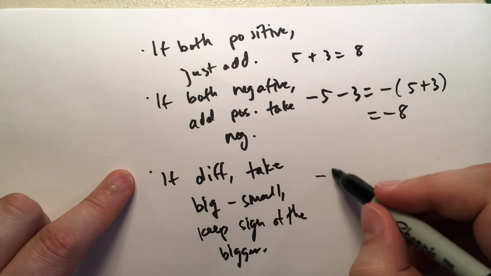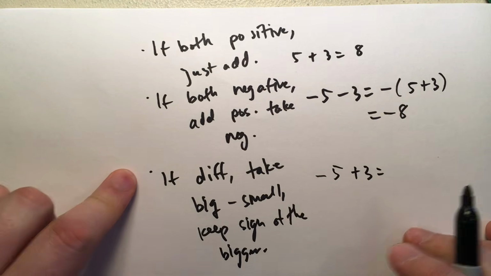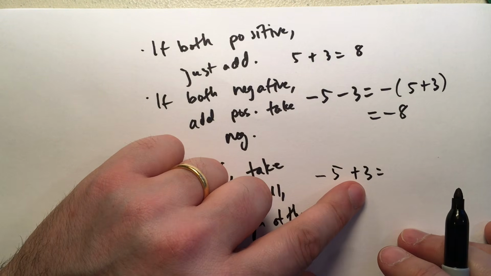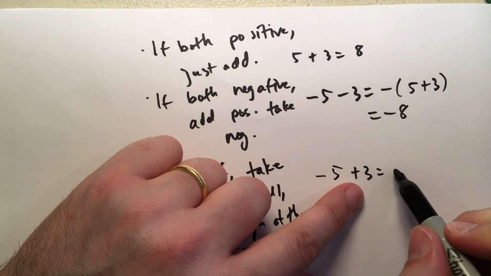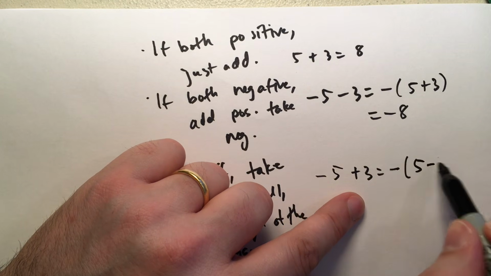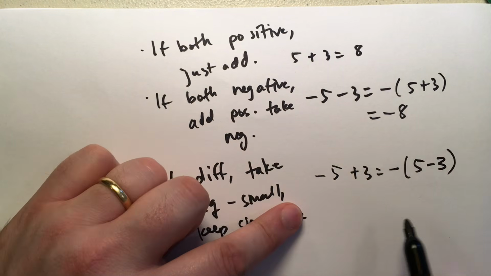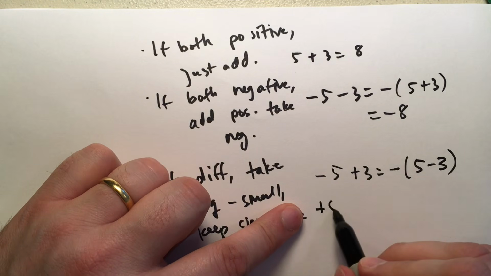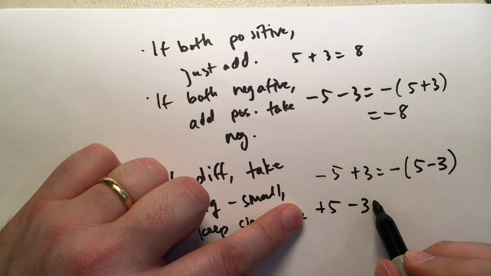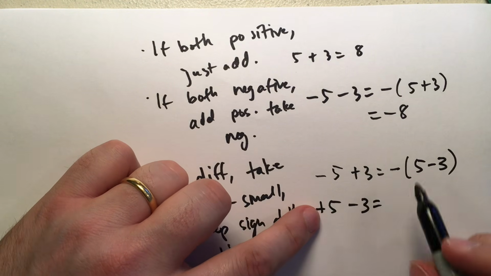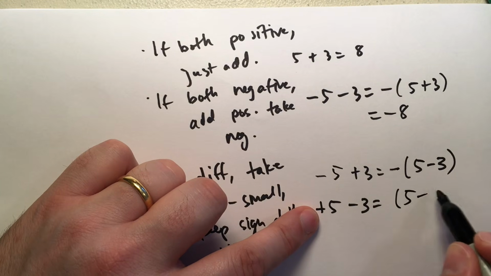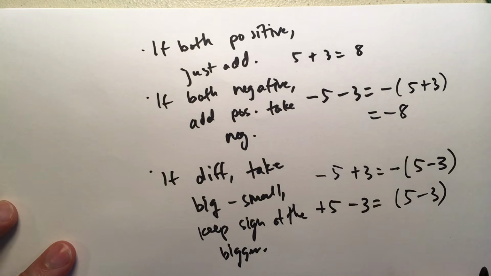So if we had minus 5 plus 3, we would take 5 minus 3 because 5 is bigger, and we'd use negative. So negative 5 minus 3. If it was the other way around, you had plus 5 minus 3, right? Then it'd be positive because the 5 is positive, and you go 5 minus 3. You see how that works?